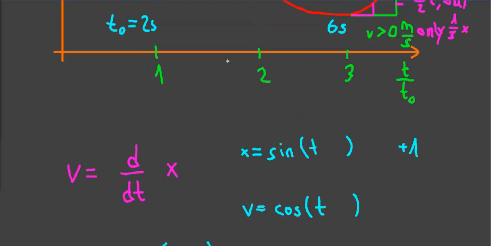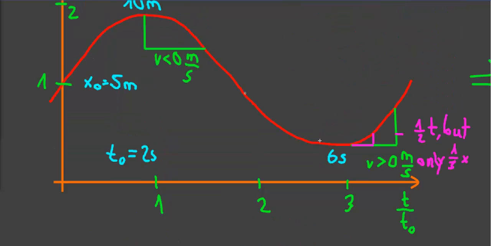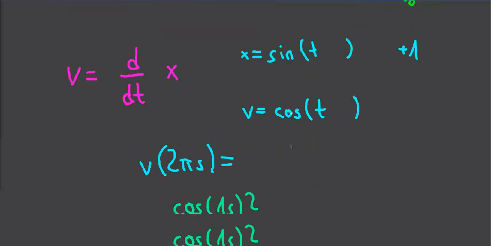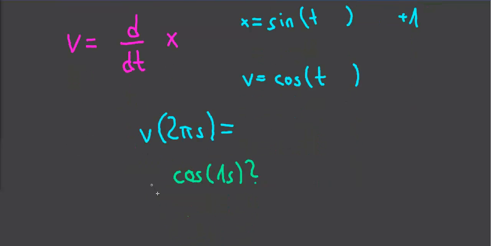For example, we have an x here that is sine of t plus 1, just about, and if we derive that, we get cosine of t. So cosine of t, sine of t plus 1, derivative is cosine of t. Now there's one big problem here, because what is the cosine of 1 second? What is the cosine of 3 seconds? We don't know, because it doesn't exist. Only the cosine of some value without a unit exists.